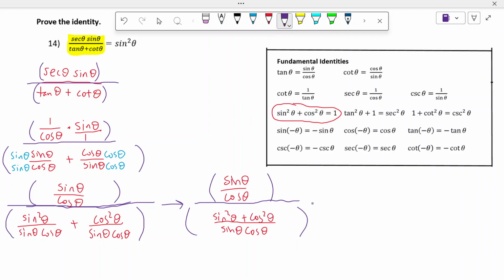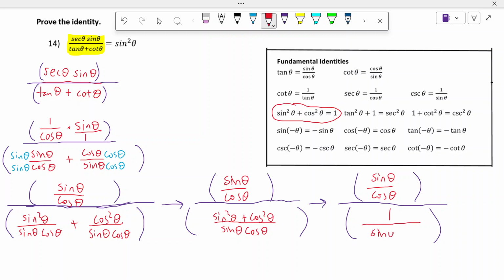Okay, so let's take our whole big old mess here and rewrite it. The numerator is just the plain old sine over cosine. Again, we haven't messed with that in a while. But now this messy denominator is getting better and better. This messy denominator is now 1 over sine cosine. That's because of the Pythagorean identity. It just turns into 1. All right, it's looking pretty nice. Now, look what I've got here.